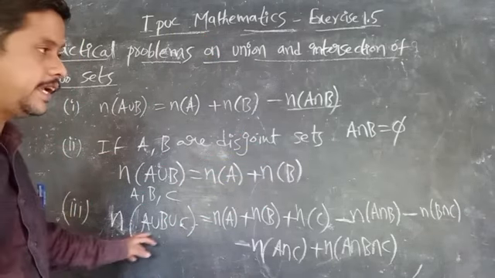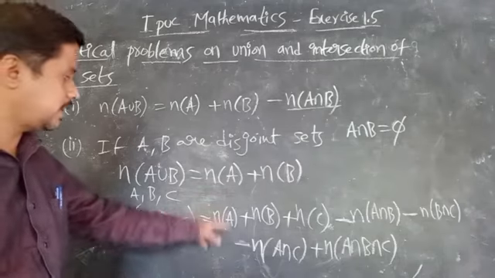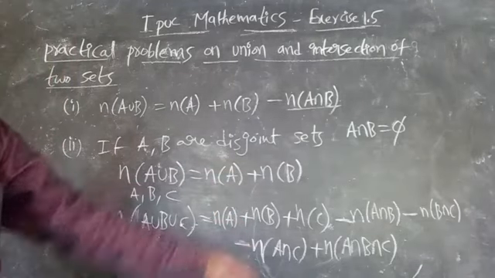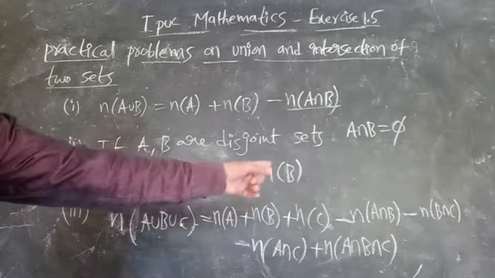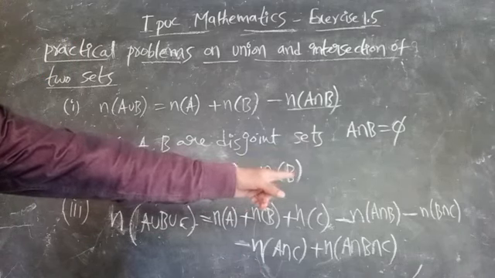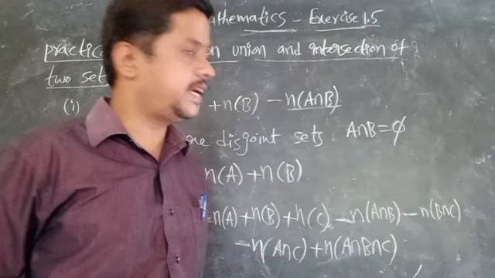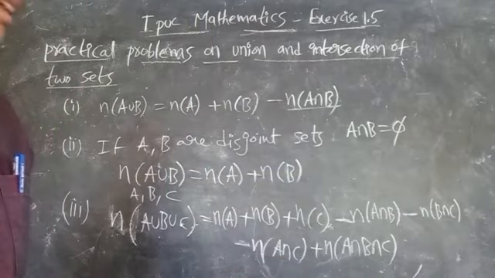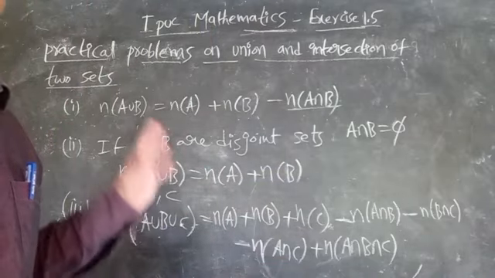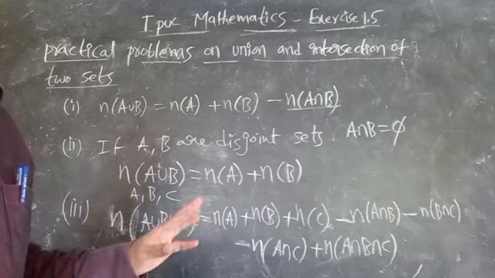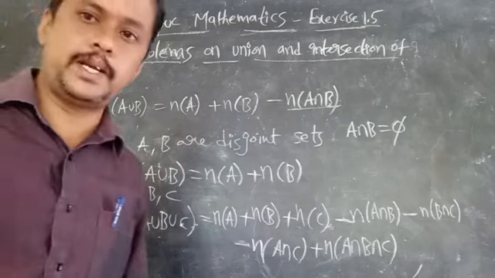N of A union B union C is equal to N of A plus N of B plus N of C minus N of A intersection B minus N of B intersection C minus N of A intersection C plus N of A intersection B intersection C. So these are the three formulas you have to know first basically. Next we will see the problems. Okay, my dear students, we will see the problems.